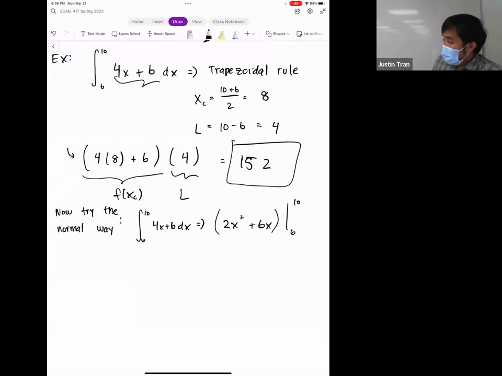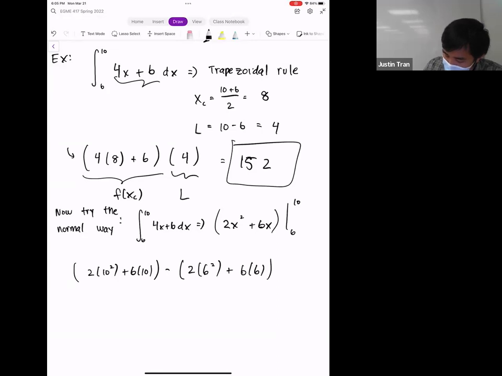Okay, so let's go ahead and perform this integral the normal way. And so we have 2 times 10 squared plus 6 times 10, subtracted from 2 times 6 squared plus 6 times 6. And so if you perform that arithmetic, what you get is 152.